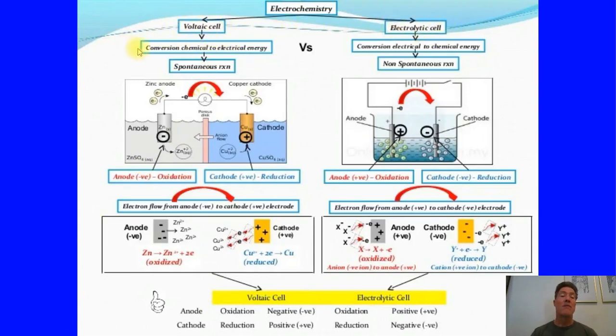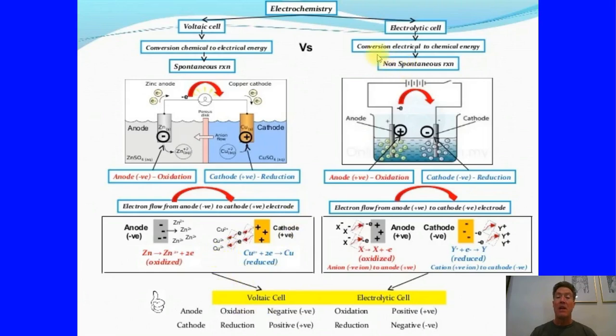So here are the basic differences between a voltaic or galvanic cell and an electrolytic cell. Right here, we're using a chemical conversion to create electrical energy. And this is a spontaneous reaction. Okay, so our zinc is giving up its electrons. The copper is pulling them through the wire to cause reduction at the cathode and oxidation at the anode. And here the electrons are going to flow from the anode to the cathode in a spontaneous reaction. So that's a voltaic cell.